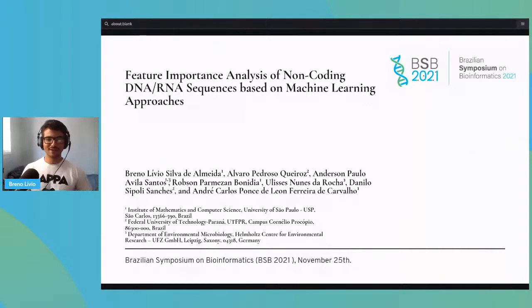So good afternoon. I would like to present the paper on feature analysis of non-coding DNA/RNA sequences based on machine learning approaches. The authors are me, Breno Olívio, a Bachelor of Science Computer Science student at ICMC, University of São Paulo, and also Álvaro Queiroz, Anderson Santos, Robson Buendia, Danilo Sanches, and my scientific initiation supervisor, André de Carvalho.